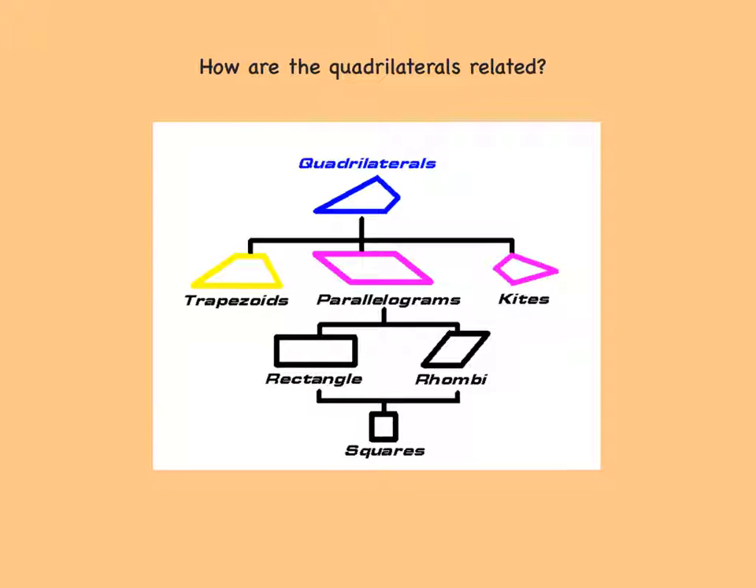So how are the quadrilaterals related? So the trapezoid, the parallelogram, and the kite fall under quadrilaterals. Then under parallelograms, we have the rectangle and the rhombi. And then under the rectangle and rhombi, we have the squares. So I'll just clean this up so you can look at it.